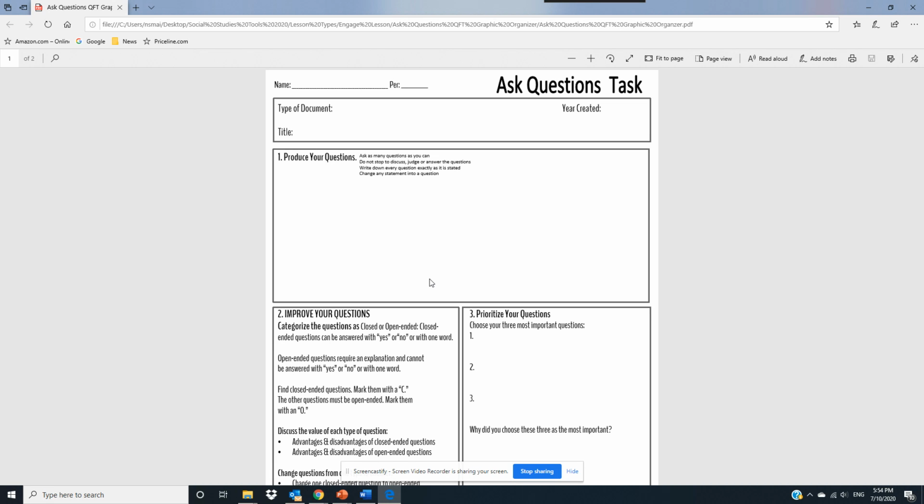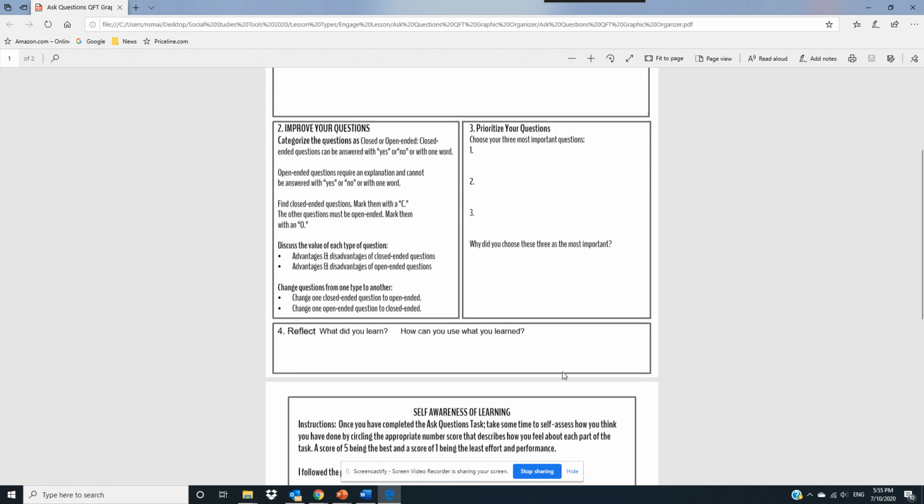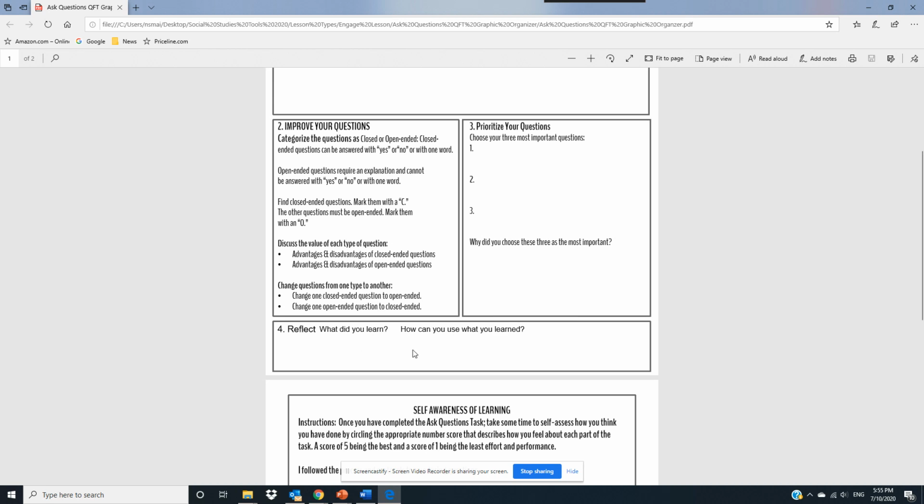So that whole process that we just took you through the slides, this is where the students would actually ask as many questions as they can and write them down here in the process to share with the rest of the group. Then here we've outlined in step 2 the process that the students would go through and all the rules provided for them. And then we'd ask them to prioritize their 3 most important questions and choose and explain why they think that they're most important. And then, of course, asking students to reflect here.